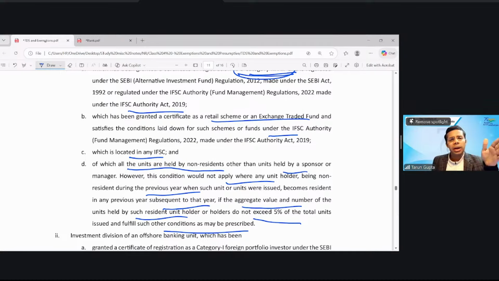Specified fund means a fund which is either a category 3 AIF registered with the SEBI, or a retail scheme, or an ETF. It must be located in IFSC and all of its units must be held by NR except the units held by manager or sponsor. There's only one exception. The units are issued to NR, but subsequently such NR becomes R. Then also the exemption shall not be withdrawn, shall continue, provided the units held by these types of residents are up to 5% of the total units.